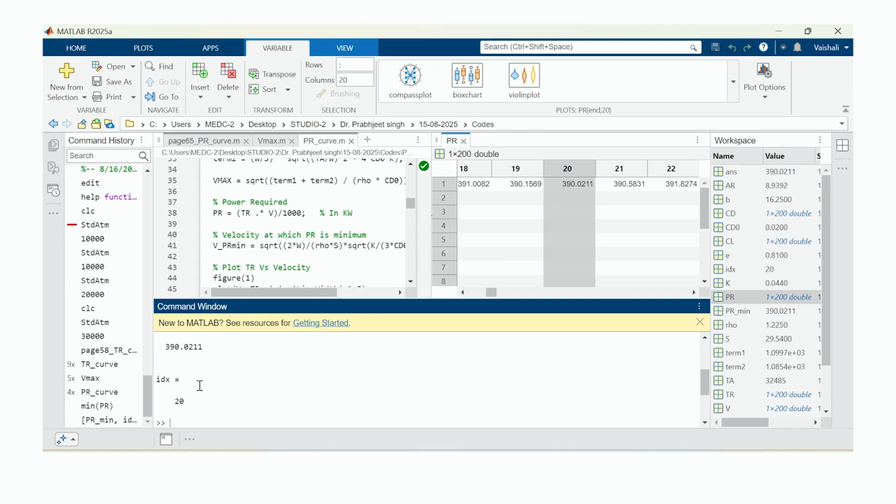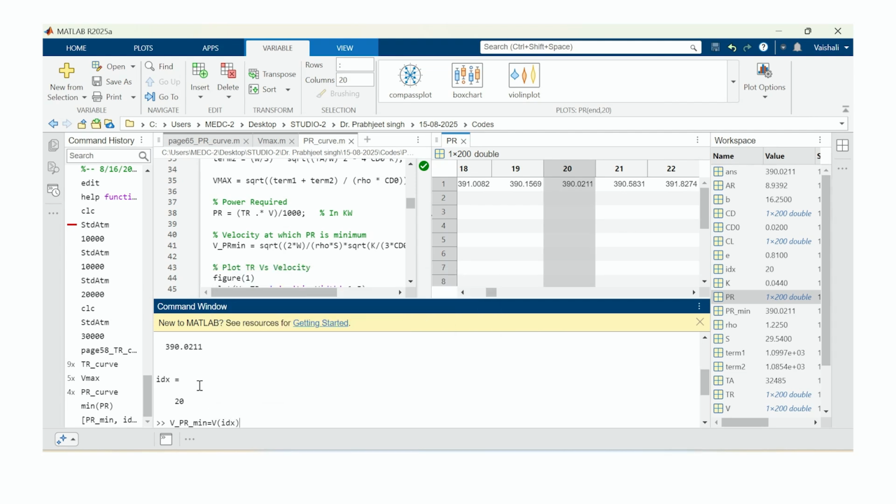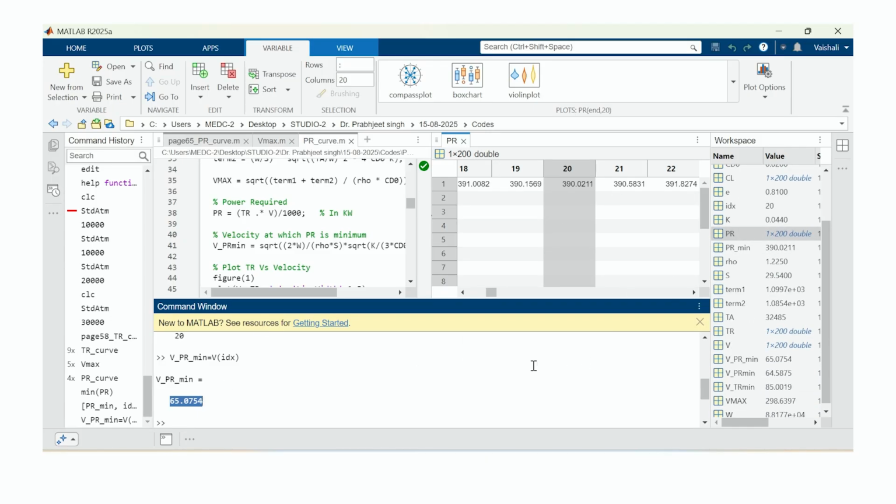So now if you write V underscore PR underscore minimum equals V of the index, what is the velocity at this index? That velocity will correspond to power required minimum. So this is the velocity at which the power required is minimum, that is 65.0574. Okay, now see here, the analytical expression for the velocity at power required minimum is approximately similar: 65 meters per second.